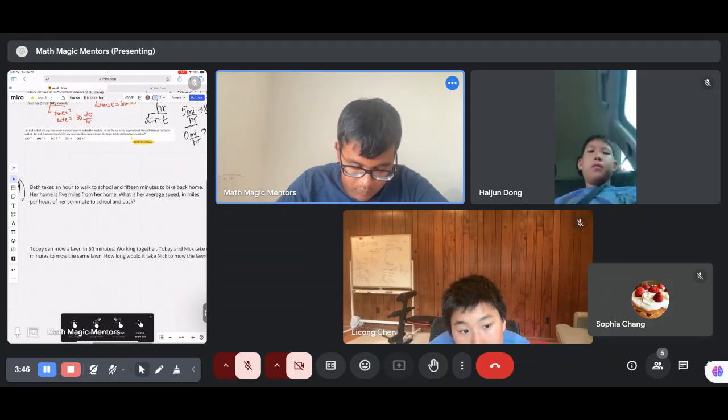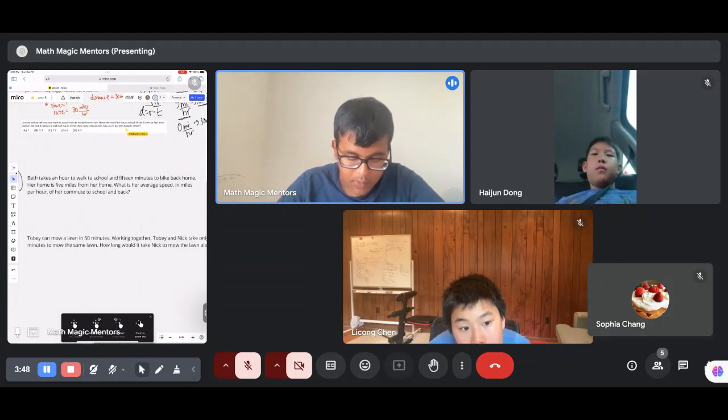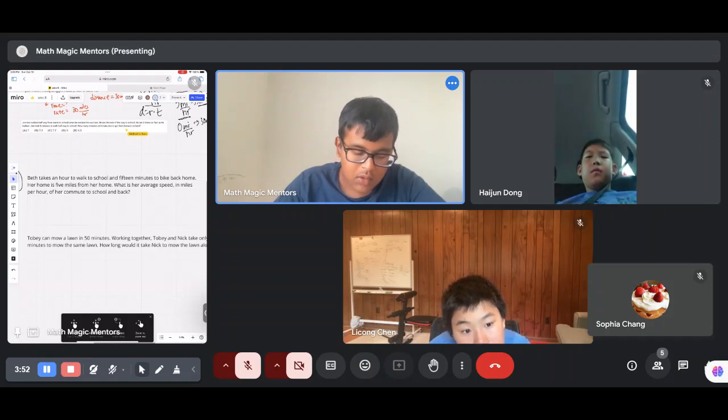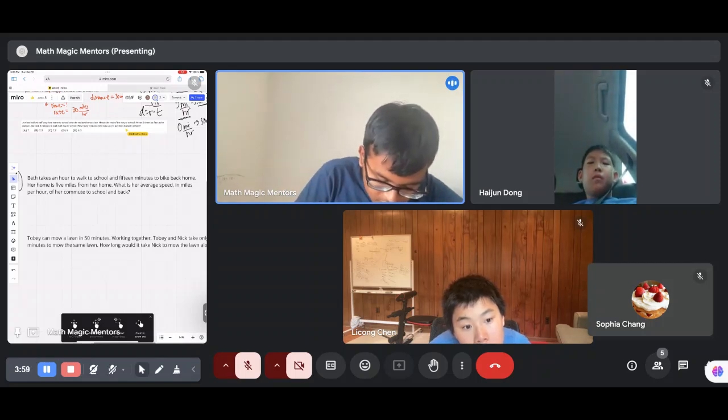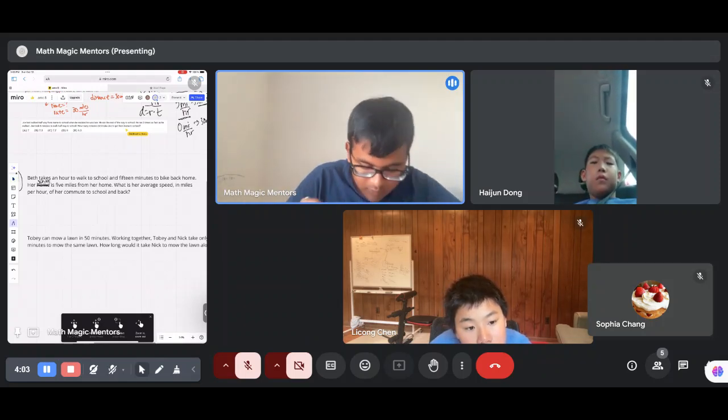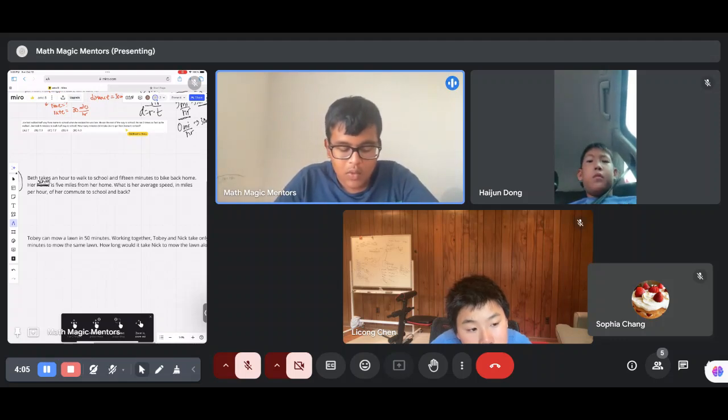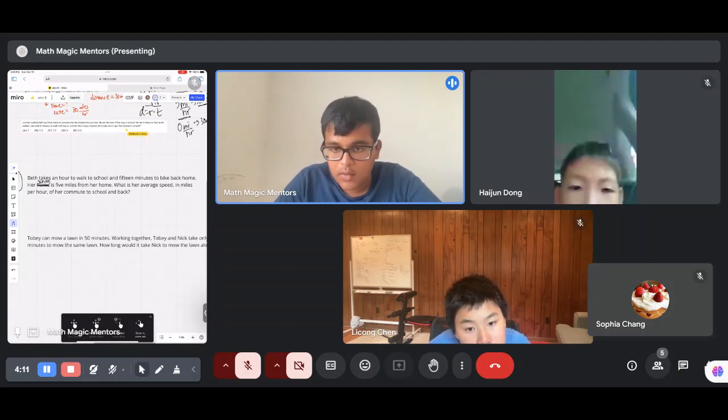So we can go over this problem, which says that Beth takes an hour to walk to school and 15 minutes to bike back home. Her school is 5 miles from her home. This is a typo in the original. So what is her average speed in miles per hour of her commute to school and back? That's what we're trying to find.